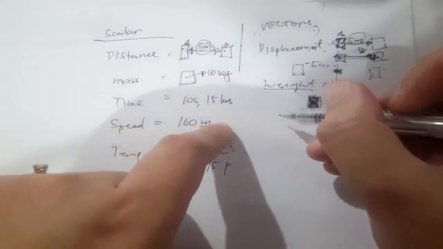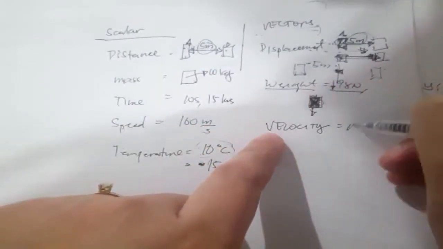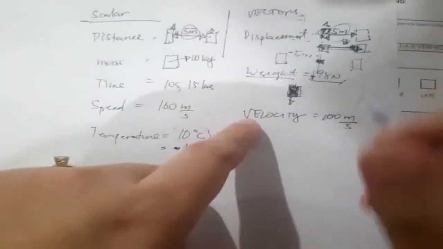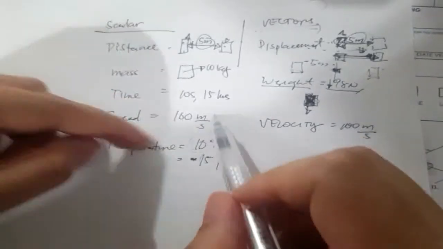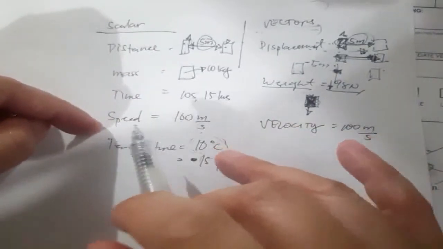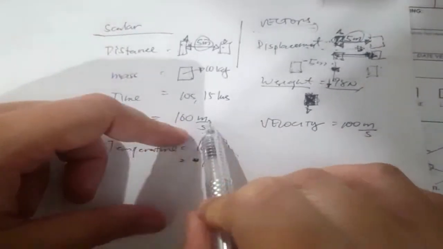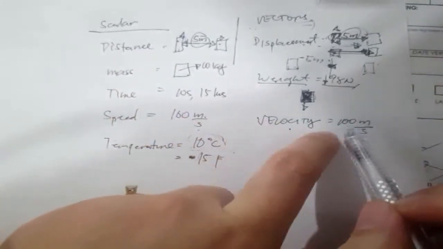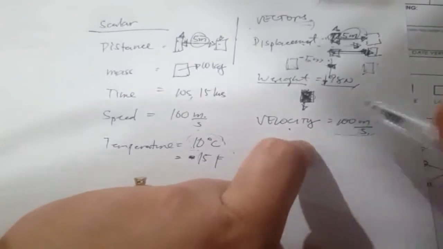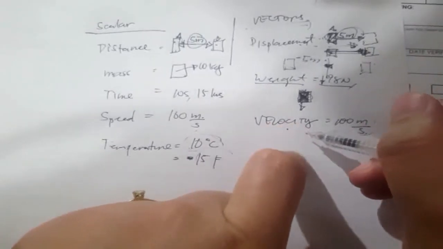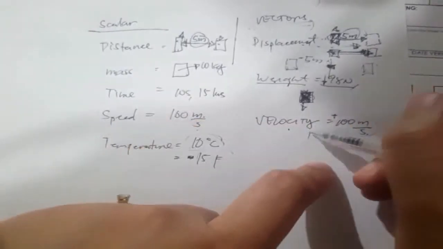Another example is the difference between speed and velocity. When we say the car has a speed of 100 meters per second, it only measures how fast the car is moving. But when you say velocity, the magnitude of 100 meters per second must correspond with a certain direction, either positive, negative, going to the right, or going to the left.